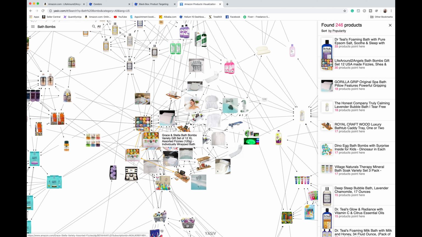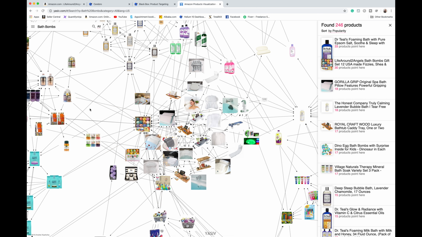So for example, here you can see the orange arrows will point to specific types of products. So here, and then you can see this product. From here, people have bought this, and then from here, people have bought this. Okay, and if you think about it, it all makes sense. Bath bombs, a bath tray, bath pillow. Okay, not always will these make sense.